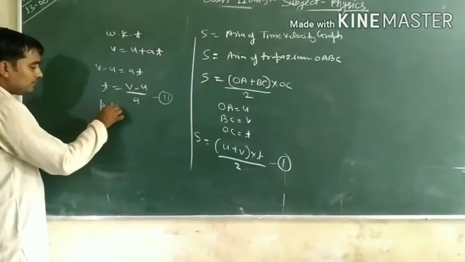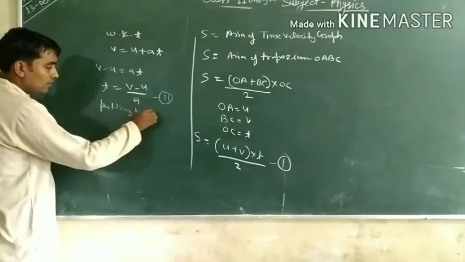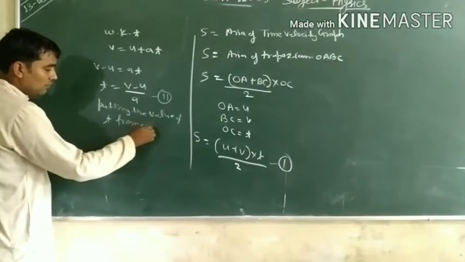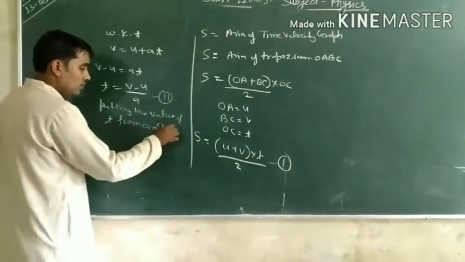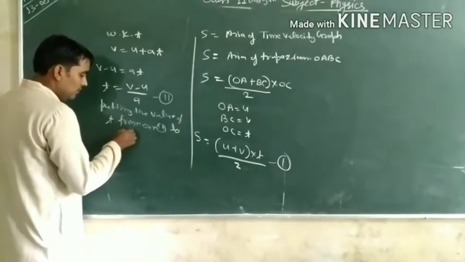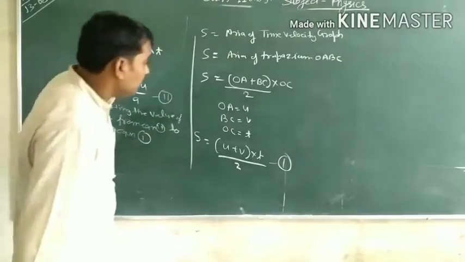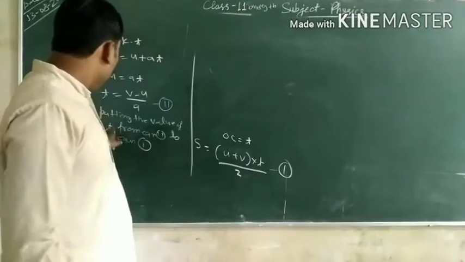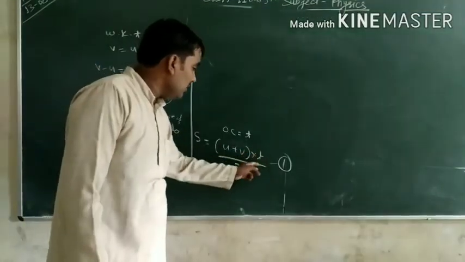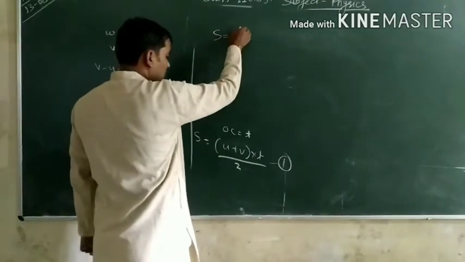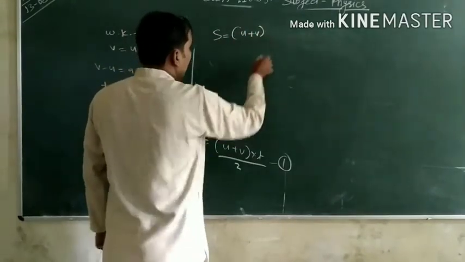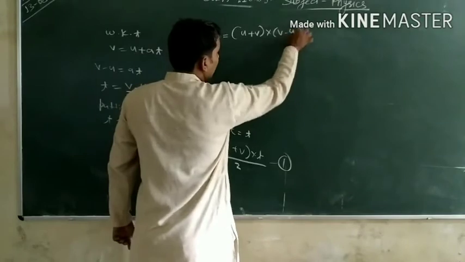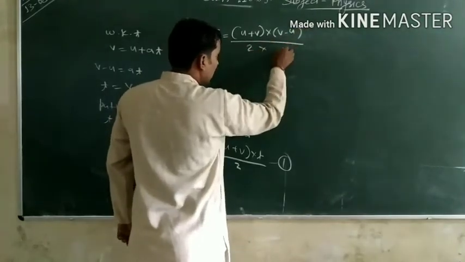Putting the value of T from equation 2 into equation 1, the value of T is put in place of T. So S is equal to (U plus V) into the value of T, which is (V minus U) upon A, whole upon 2.